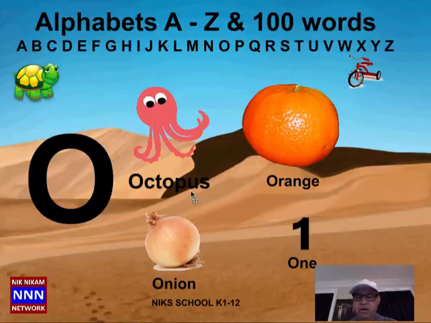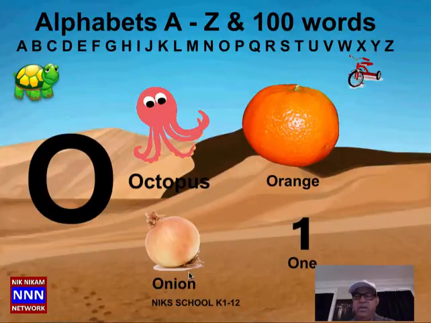So we have octopus, orange, onion, and one more here. I said one more, and now you see one here. One also starts with O. So all the words starting with O are octopus, orange, onion, and one.